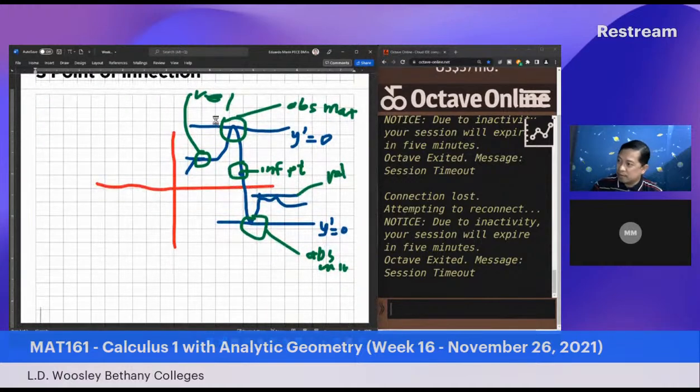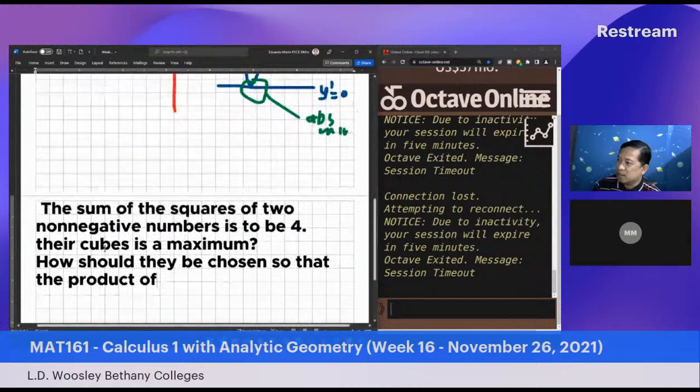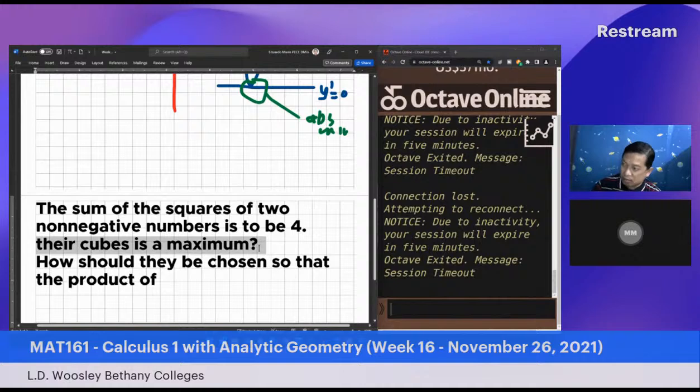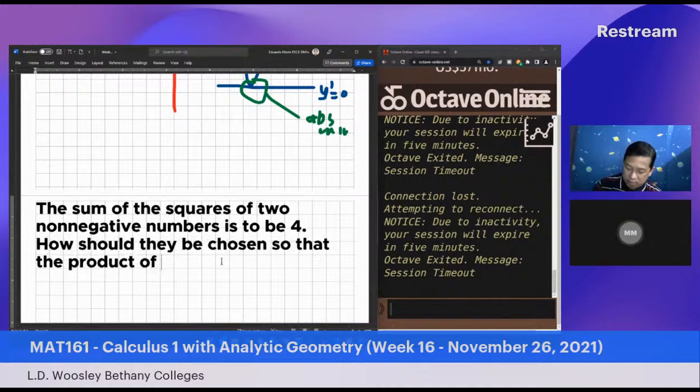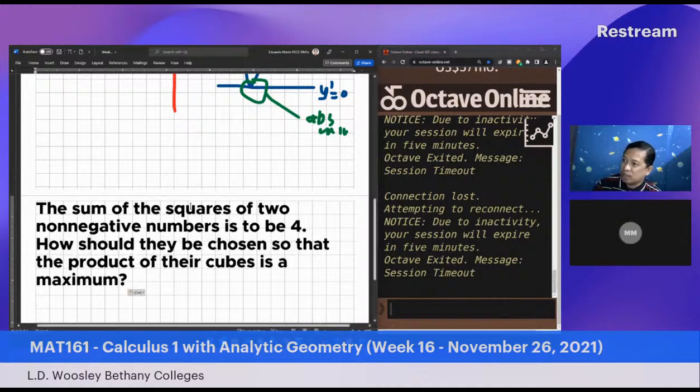Okay, here's the problem. Hopefully, it will be pasted. Ayan. Can you see the problem? It says here, teka, parang namali yung copy ko. The sum of the squares of two non-negative numbers is to be 4. How should they be chosen so that the product of their cubes is maximum?